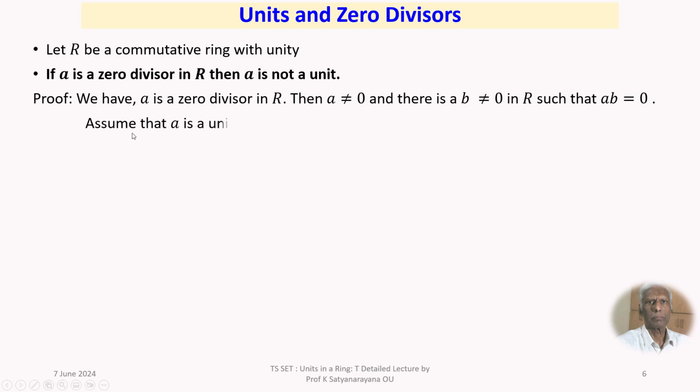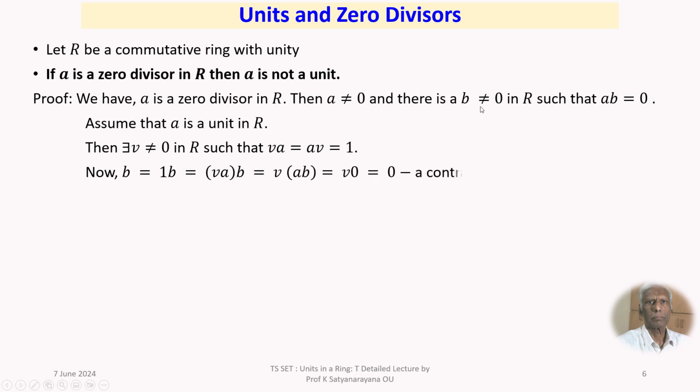Agreed. Assume that A is a unit in R. We want to prove A cannot be a unit, therefore we are making a false assumption that A is a unit in R. What do you mean by A is a unit in R? There exists a V, a non-zero element in R, such that VA is equal to AV is equal to 1. Agreed. Now, to get a contradiction, we argue like this.